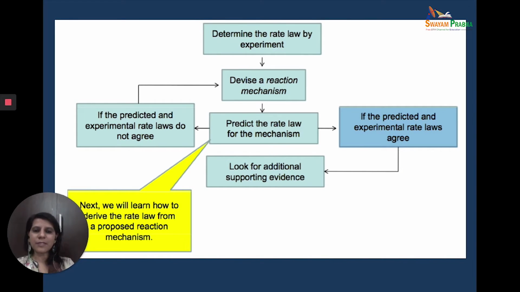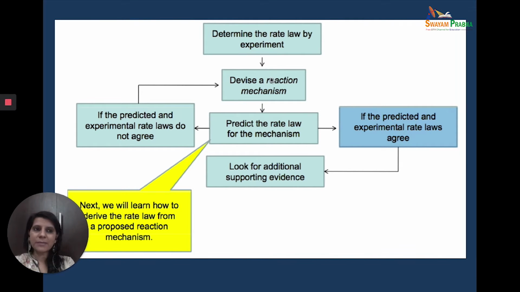The first part when we study any reaction is that we find out the value of the rate law. How do we do that? We perform an experiment, find out the values of the order of the reaction, then formulate a rate law, get the values of K and so on. And then based on that, we devise a reaction mechanism.